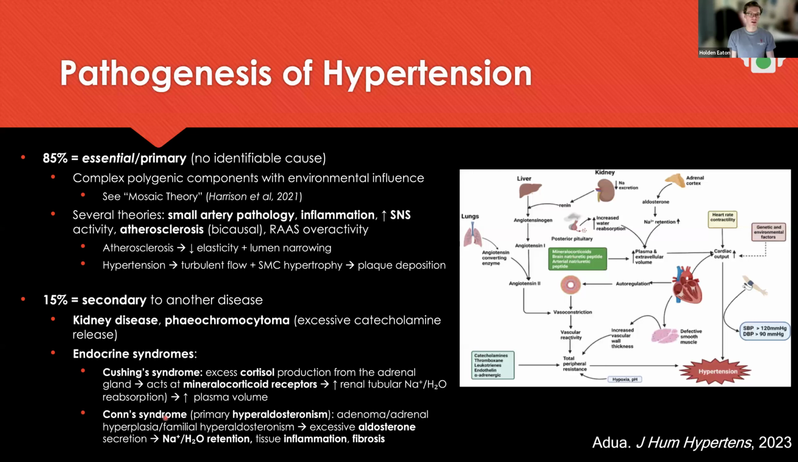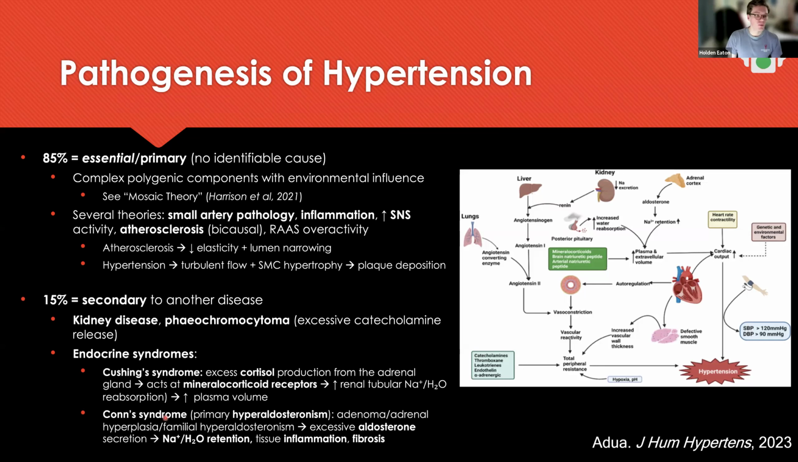But then you have essential hypertension, and this is the majority of people's hypertension. It's not a single identifiable cause. It's a sort of cascade of complex polygenic components which converge on this end picture of hypertension. I've referenced here a review which talks about the mosaic theory, which essentially describes how a constellation of genetic, humoral, endocrine, neural, anatomical, and environmental components all converge to produce hypertension.